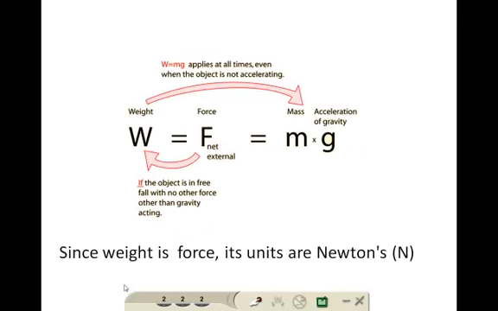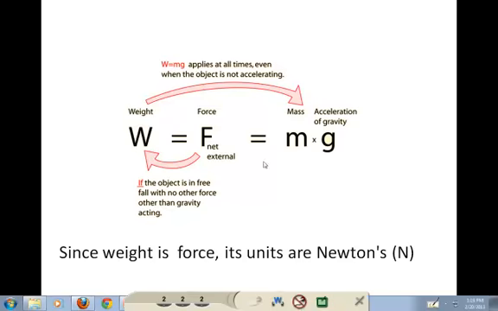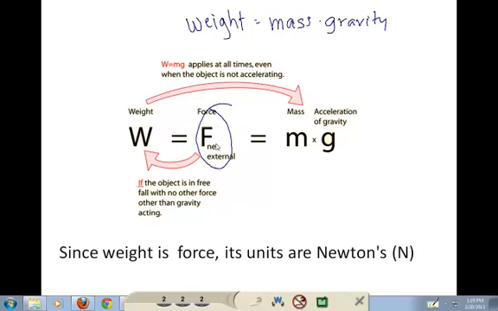Okay, this is the formula for calculating weight. Now, this formula is looking a little strange. There's 2 equal signs. Really, weight equals mass times gravity. But since weight is a force, we can also say force equals mass times gravity. We're going to use this one right here, the weight equals mass times gravity.